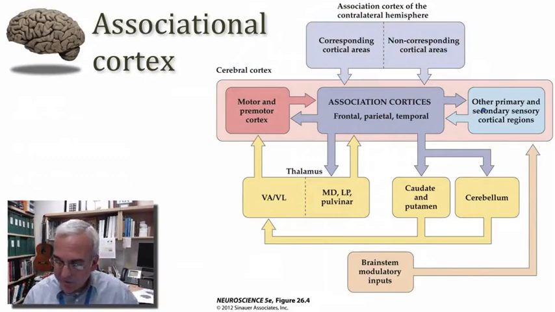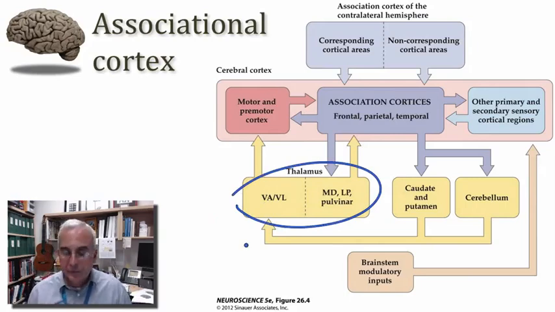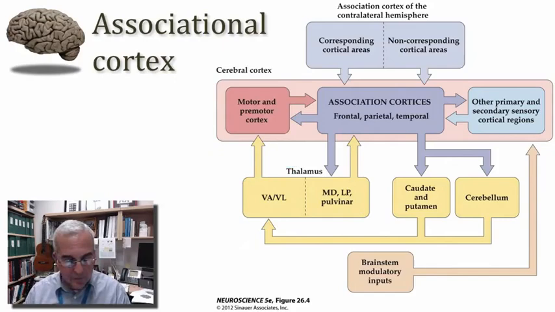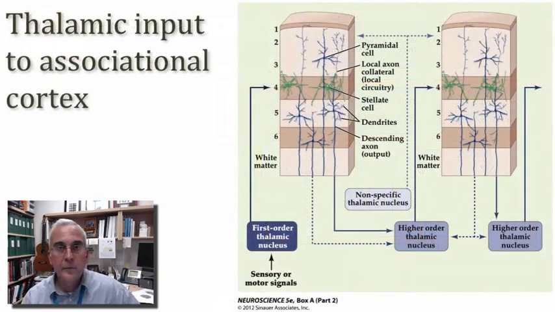So our associational cortex, as I mentioned, does receive inputs from the thalamus, specifically a part of the thalamus that we call the medial-dorsal thalamic nucleus, as well as posterior structures, including the lateral posterior nucleus and the pulvinar. But these thalamic nuclei are a bit different than those that we've described in our sensory and our motor pathways. You may remember when we first introduced the thalamus some time ago at the start of Unit 3, we talked about first order and then higher order thalamic nuclei.